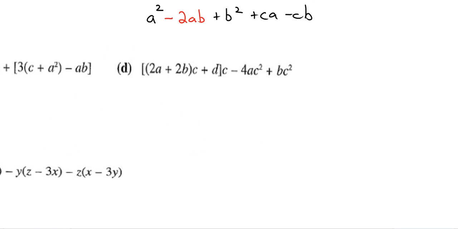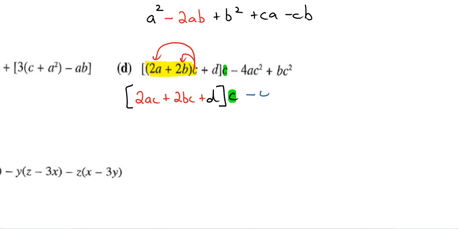Okay, for this question here, let's take care of this bracket first, okay? This inside bracket first, and then after we do that, we'll take care of this C on the outside. If I take care of everything in the yellow part right there, I have a C times a 2A, that's going to be 2AC, and a C times a 2B, that's going to be positive 2BC, plus this d right here, and then let's put the brackets along with this c. And this is going to be negative 4ac squared plus bc squared.